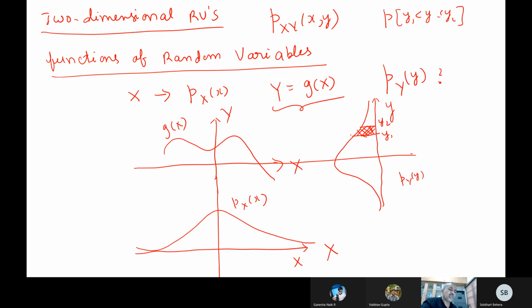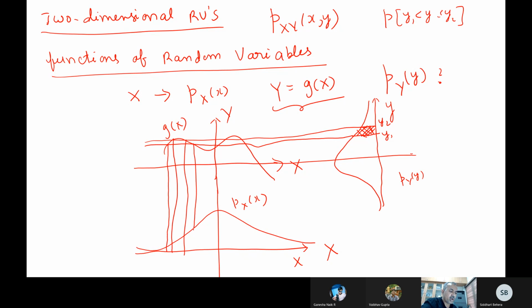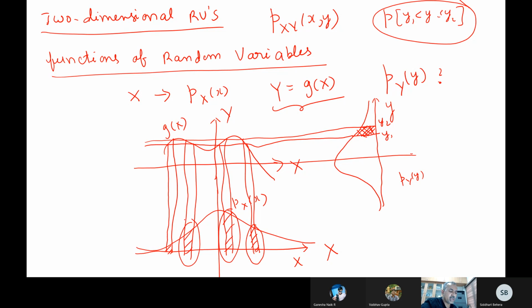So what we have to do is project this onto the probability density function for x. Like last class we told, you project like this. This is my x, so you just project all these things to my probability density function for x. Now you take these areas. You may have two intersections or one intersection, or I don't know, depending on the number of roots. So you find out the area in this portion. The area under y1 to y2 is equal to just a sum of this area plus this area plus this area plus this area.